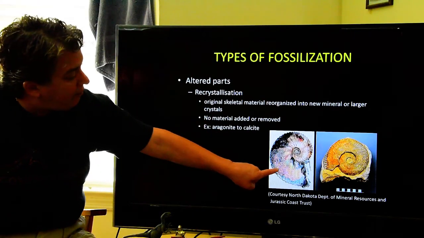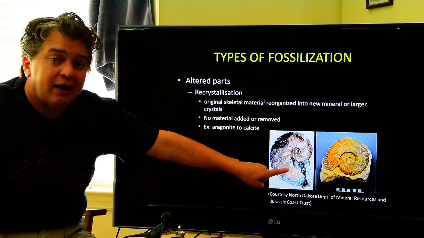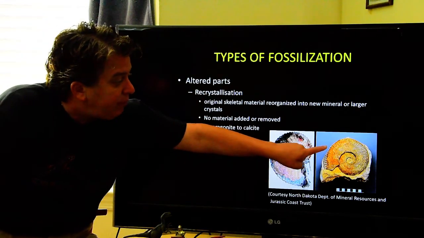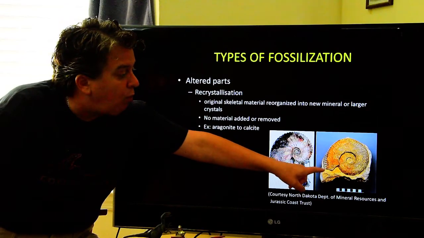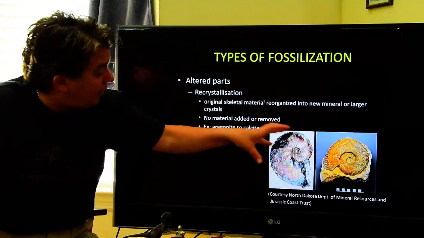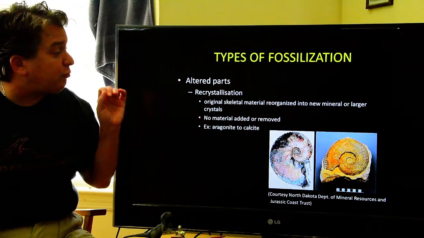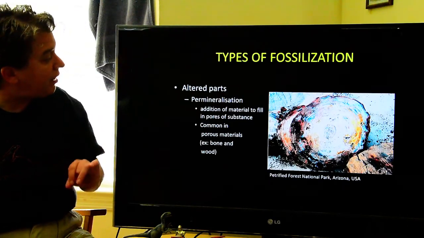And so you might have an organism that originally had an aragonite shell. Well, that shell material will recrystallize into the more stable calcite. And so that would be an example of this recrystallization.